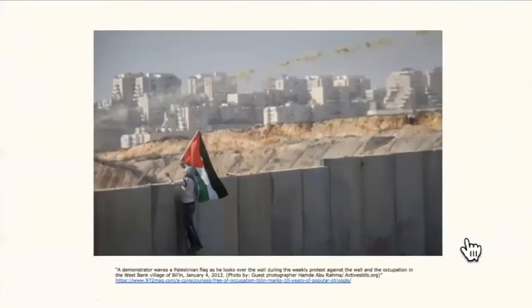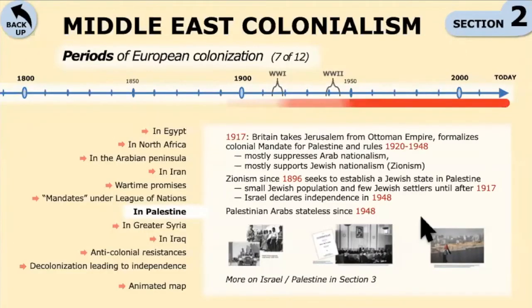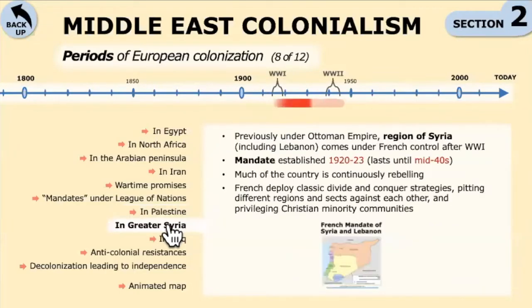And what does it look like today in parts of the country? Well, here you see a Palestinian protester peering over the Israeli separation barrier. So more on this with our next section next week. Let's move forward now a little bit more quickly. Let's look at what happened in Greater Syria. So this region of Greater Syria, let's just take a quick look at it.